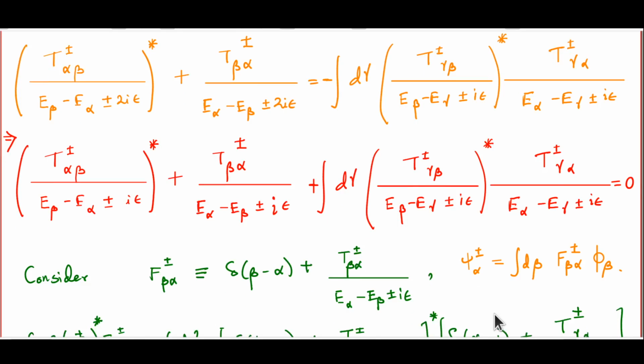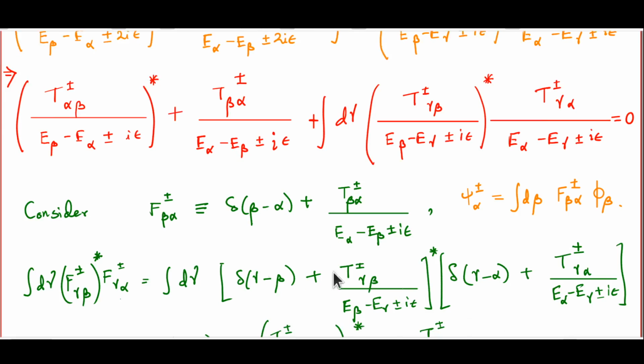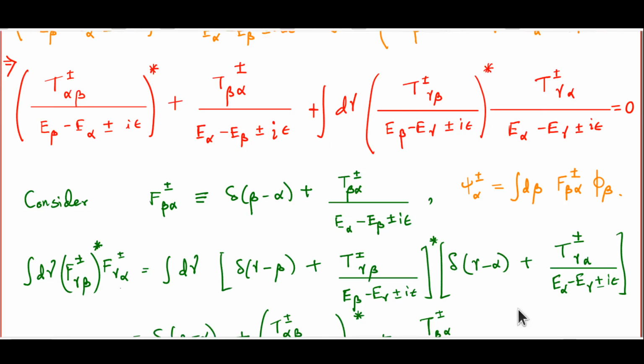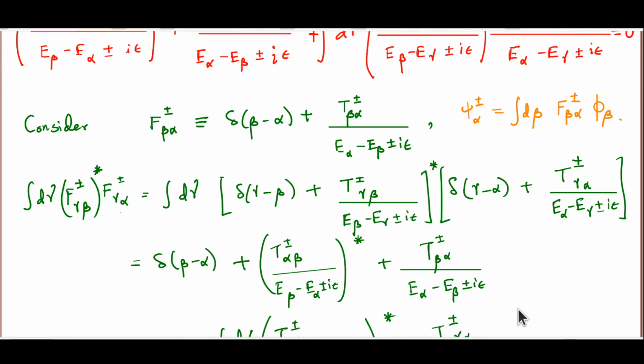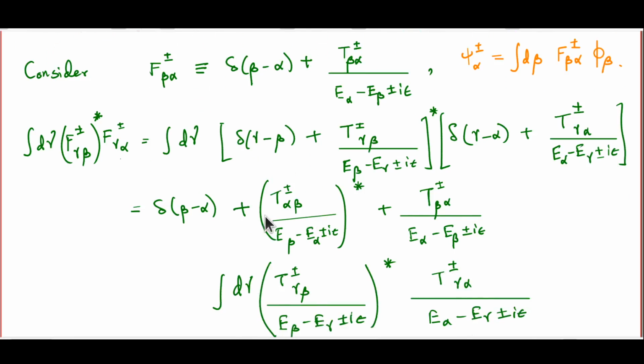So now, what you can see here is the following. If you take the beta gamma element of f plus minus dagger, which means of course the gamma beta element of f plus minus is conjugated, and multiply it by the gamma alpha element of f plus minus, sum up over all gamma, you should of course get the beta alpha element of the product matrix. And let's now check what that is. You just multiply the two things out and integrate over gamma, of course. And if you carry out the integration, it rather trivially becomes this.